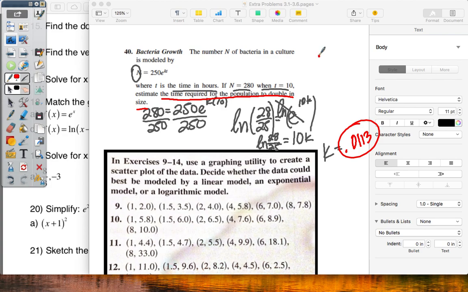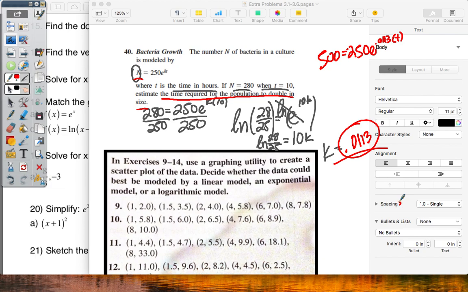I would say, well, the new one. So we just solved for k, right? They're saying what would t be? What would the time be if the n doubled? The 500. I would say 500 is equal to 250 e to the k. Well, k is 0.0113, right? Times t.